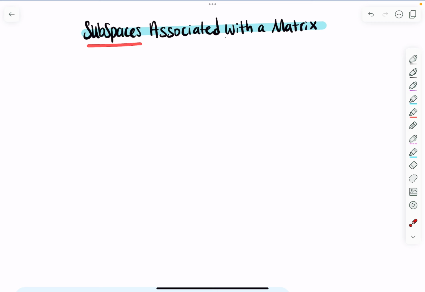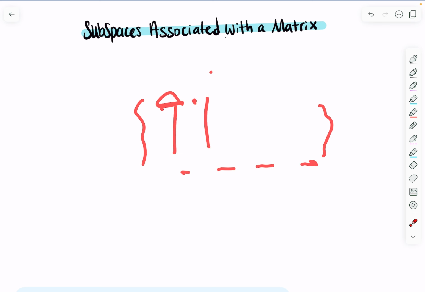Today we're going to talk about subspaces associated with a matrix. For any matrix that you have with m rows and n columns, there are 3 subspaces associated with it. Now what do I mean by subspace? Well, in this case, instead of visualizing with a graph, let's look at subspaces from the perspective of what they really are. They're just sets. They're a collection of things. In this case, they're a collection of vectors.